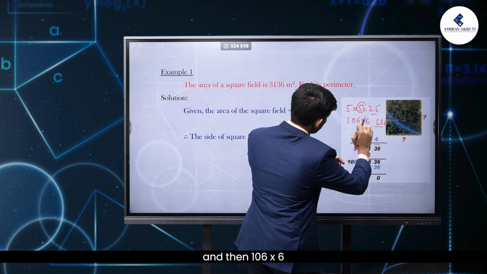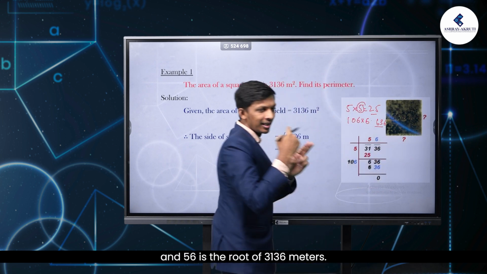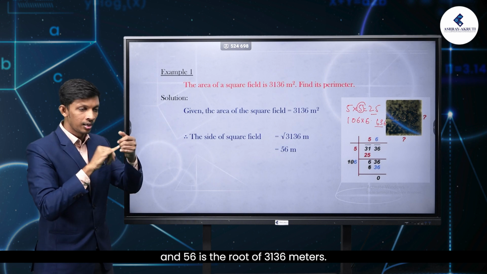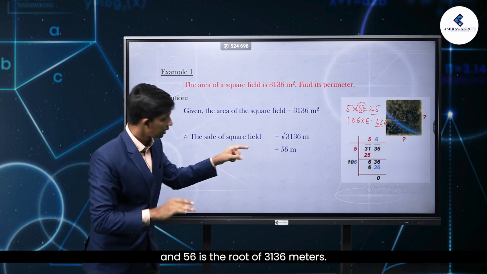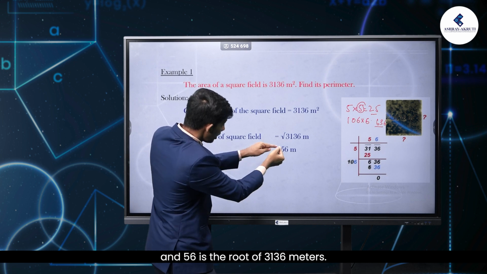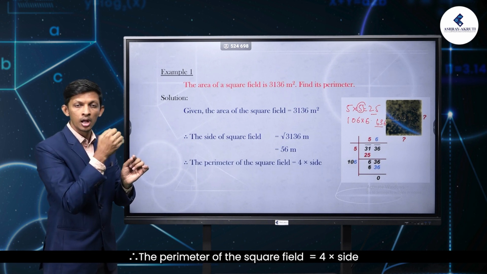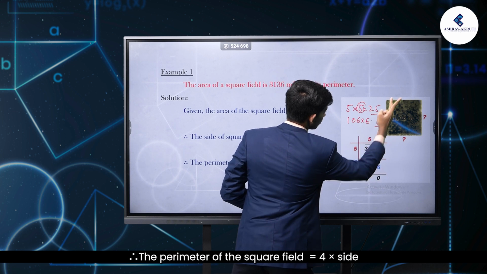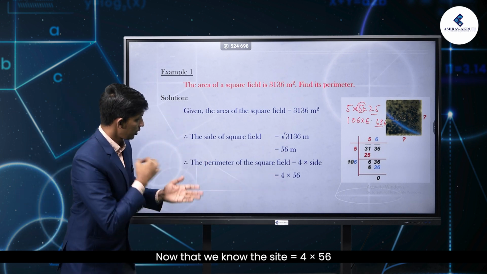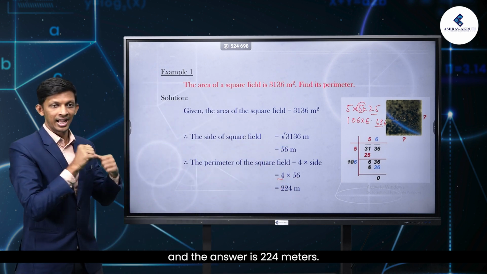Then 106 into 6 when multiplied gives us 636. So we get the remainder as 0. And 56 is the square root of 3136 meter. As per the formula, the perimeter of the square field is equal to 4 into side. Now that we know the side, 4 into 56, and the answer is 224 meters.